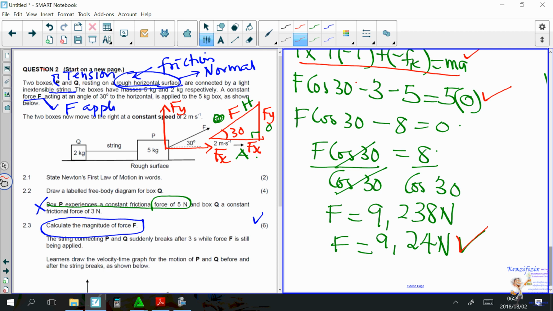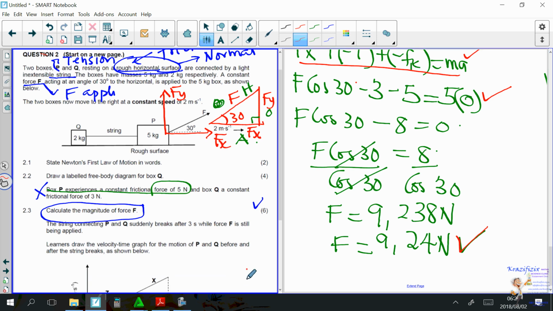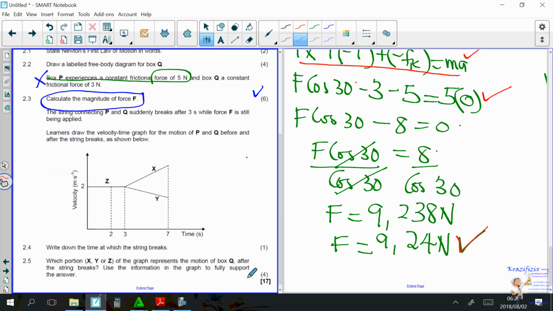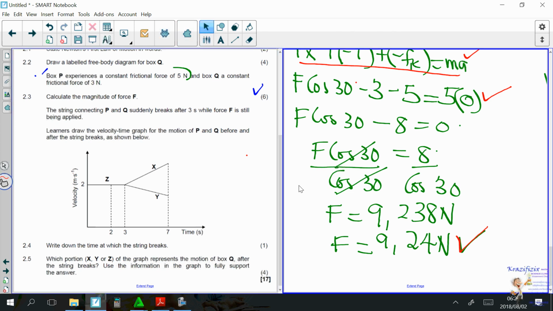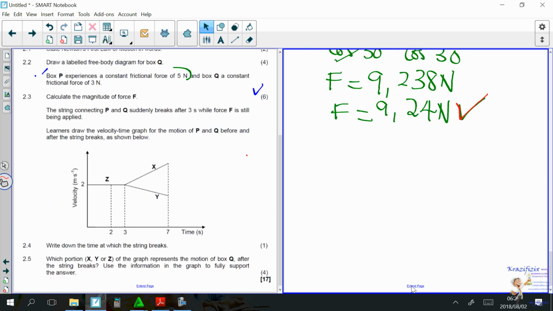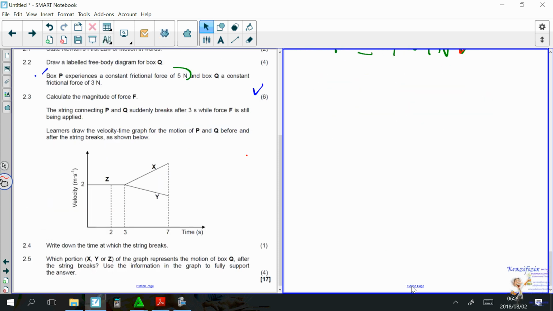All right. Let's look at question 2.4. What is the examiner actually trying to figure out here? The string connecting P and Q suddenly breaks after 3 seconds while force F is still being applied. Let us draw the velocity time graph of the motion. All right, let us draw the velocity time graph. Okay, and we have this graph.